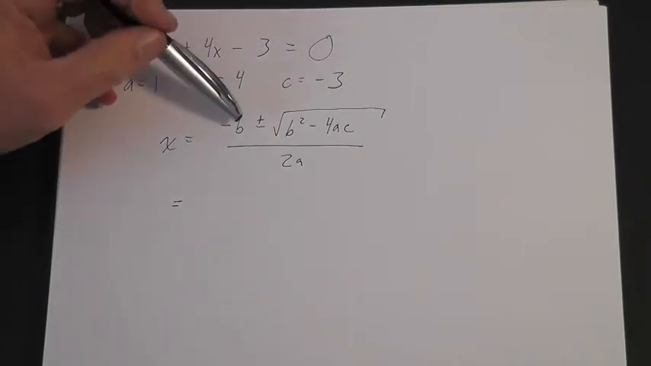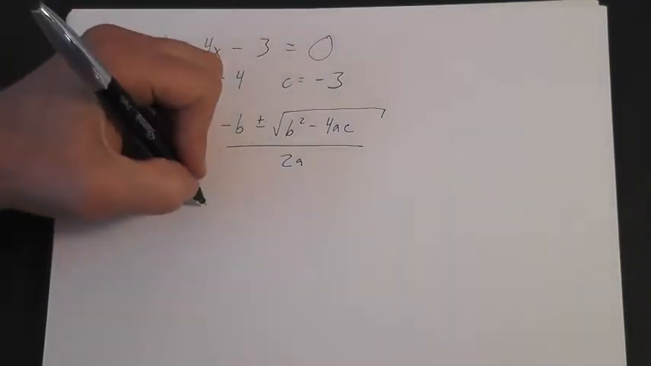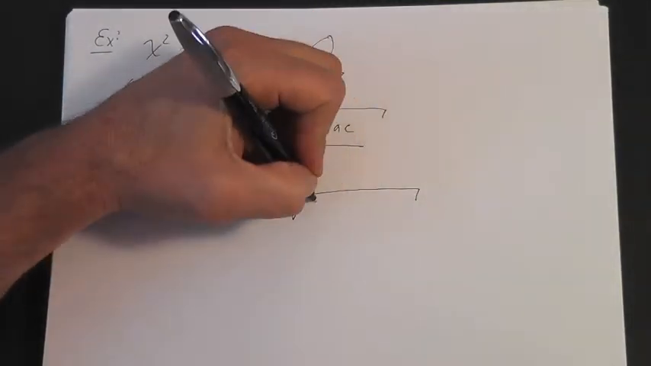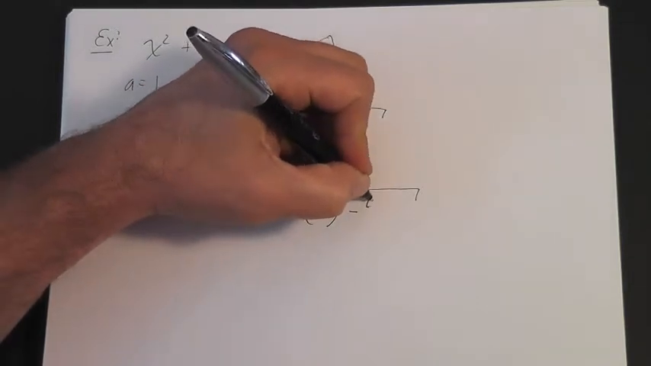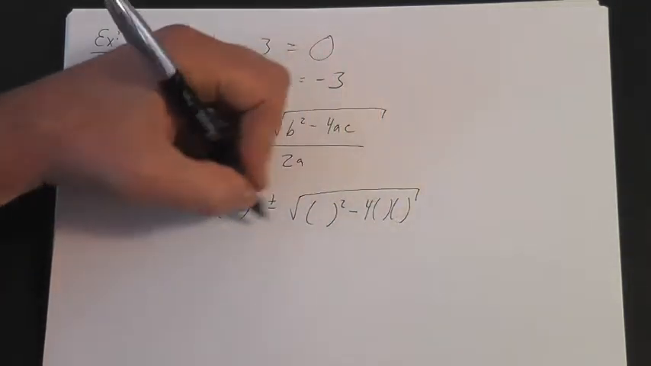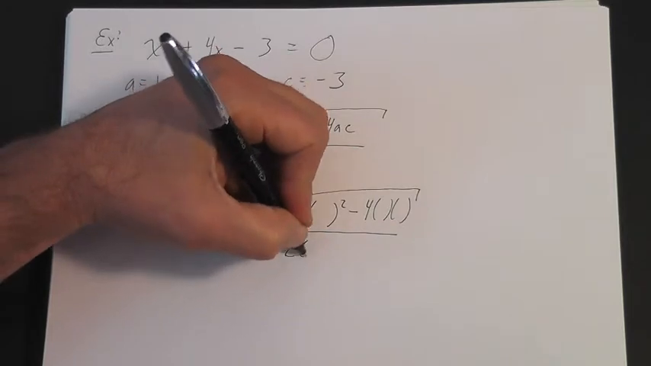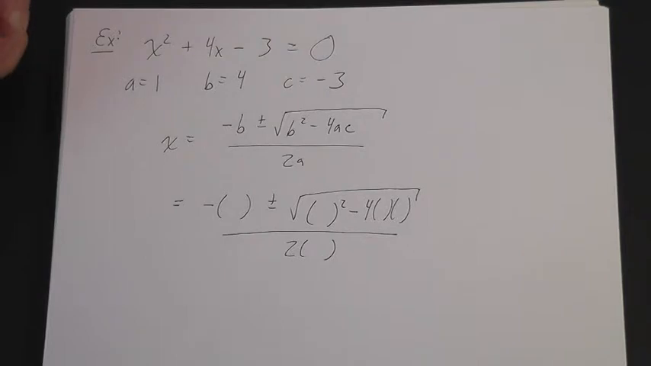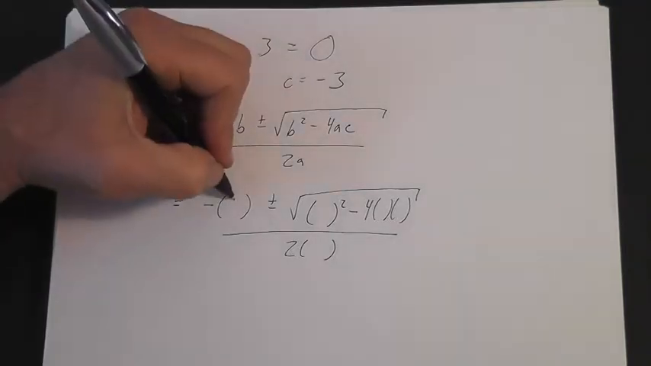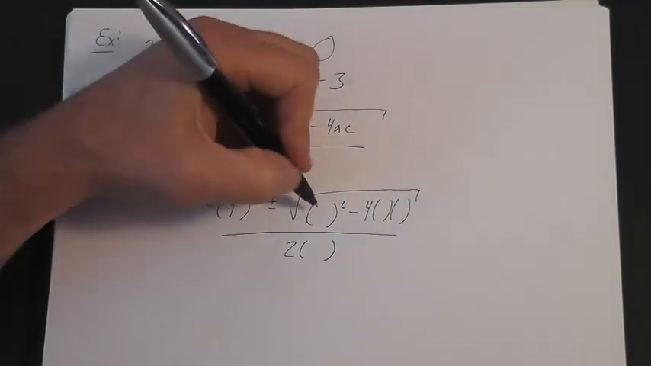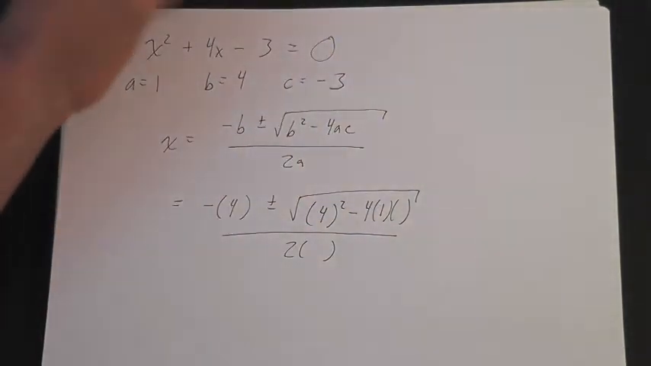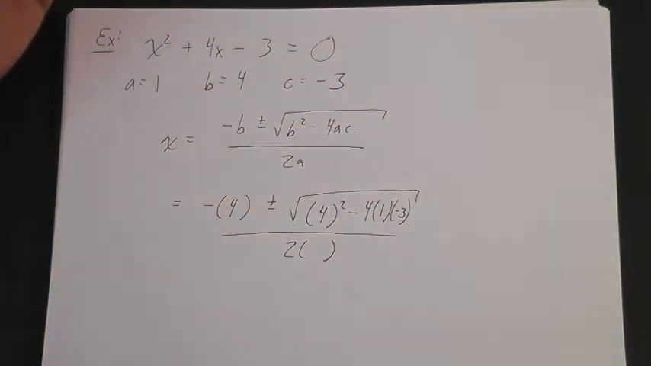To be safe, what I do is everywhere there's a variable, I put a parentheses. And now I plug in the values of a, b, and c in the appropriate places. So that's going to be a minus 4. That's going to be a 4 there. That's going to be a 1. That's going to be a minus 3, and that's going to be a 1.